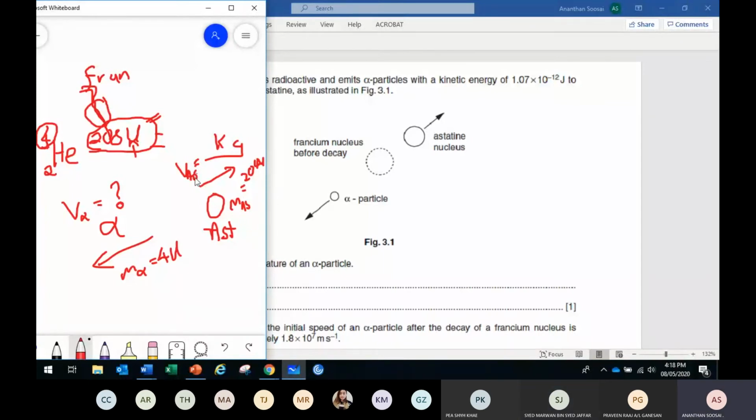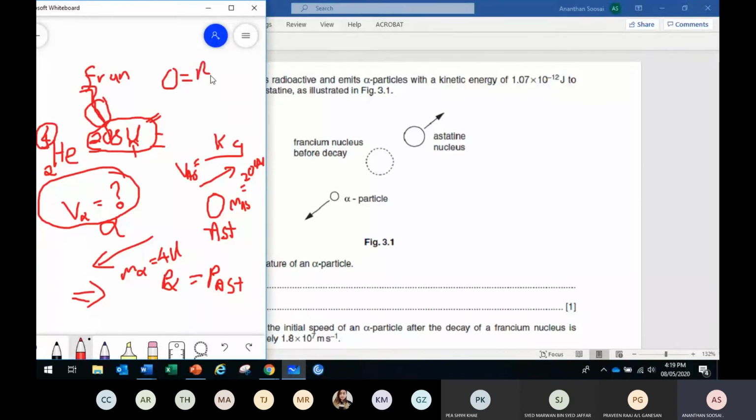So now the question is to find this alpha velocity. What principle do you use? The principle of conservation of momentum. Momentum is conserved. This is the explosion case, so momentum has to be conserved. The momentum of alpha must be the same as the momentum of astatine, because the total momentum is 0.